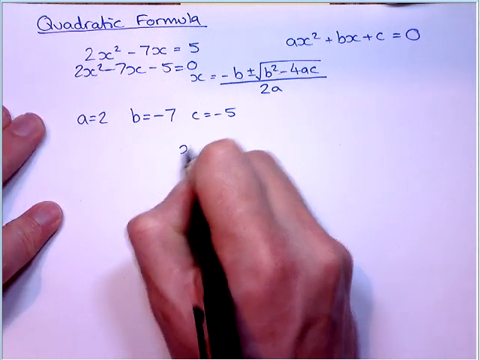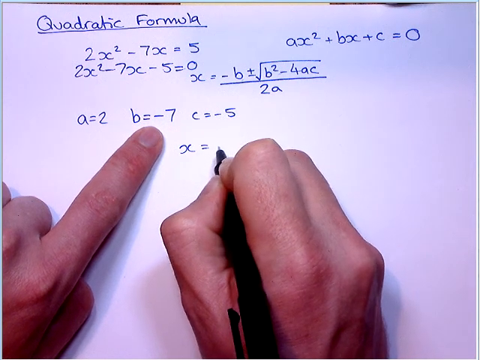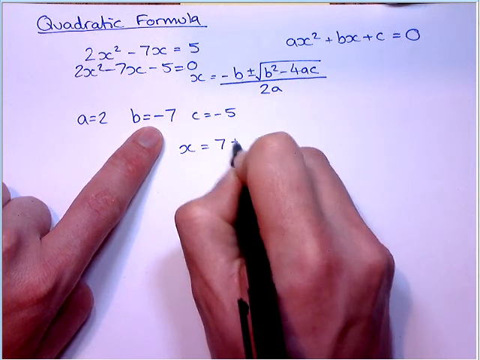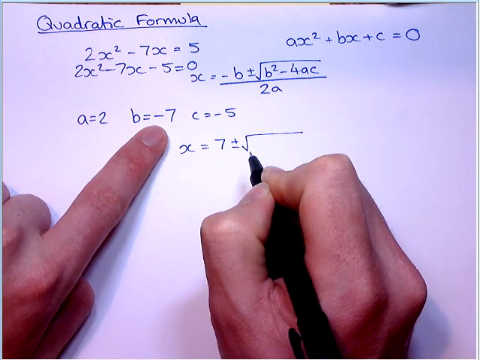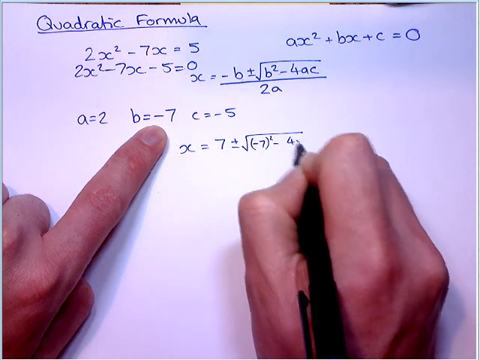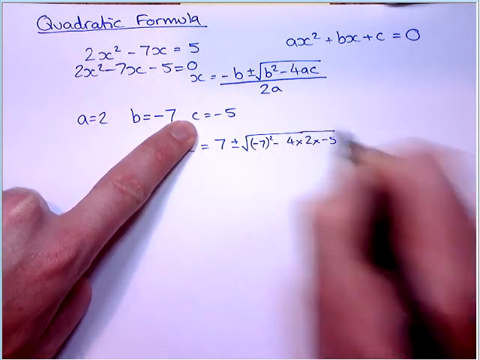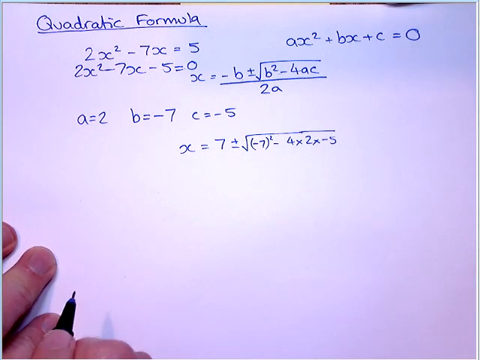So x equals negative b. So if b is minus 7, negative of that is 7. Plus or minus b squared, so that's minus 7 squared, minus 4 times a, which is 2, times c, which is negative 5. Just make sure my square root sign goes all the way across.